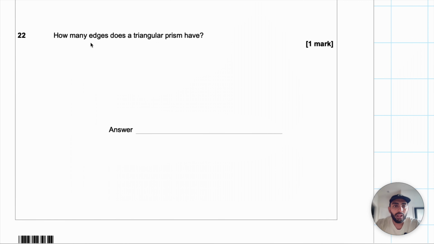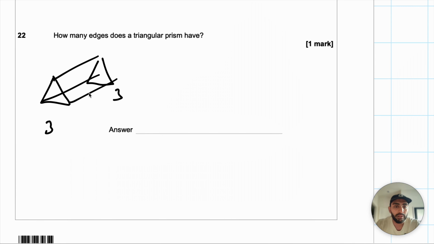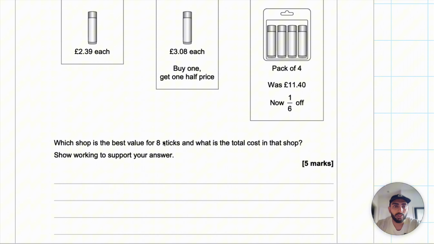Question 22. How many edges does a triangular prism have? A triangular prism is just a triangle that's been repeated all the way through. So we've got a triangle at the front, a triangle at the back, and they're just joined together. Let's count how many edges there are. The edges are the straight lines. So we've got 1, 2, 3 on that first triangle. We've got 1, 2, 3 on the back triangle. And then on the middle bit, we've got 1, 2, 3. So 3, 6, 9 edges altogether.